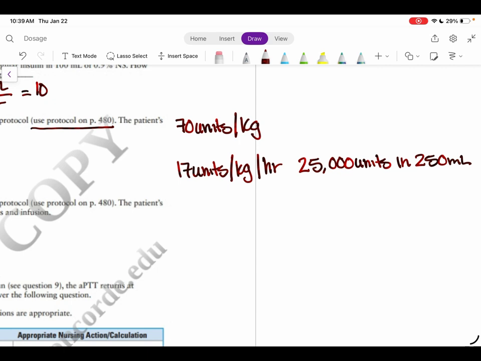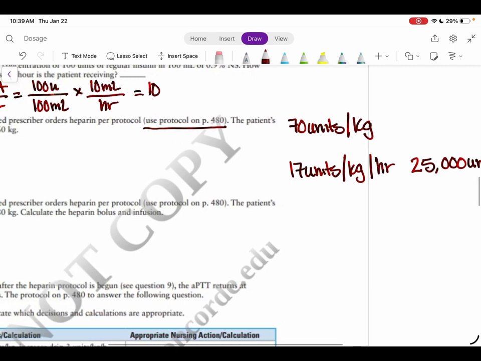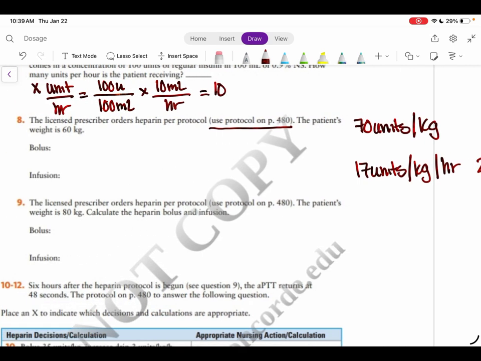So we have to use these numbers to figure out how much heparin to give our patient when their weight is 60 kilograms. The bolus is easy, right? You take your 70, that's for every 1 kilogram. So if your patient is 60, you multiply it by 60. 70 times 60 is going to give you 4,200. That's it, you're done for the bolus. You give the 4,200 units and that's your patient's bolus. But you usually have to set up a continuous infusion after that.